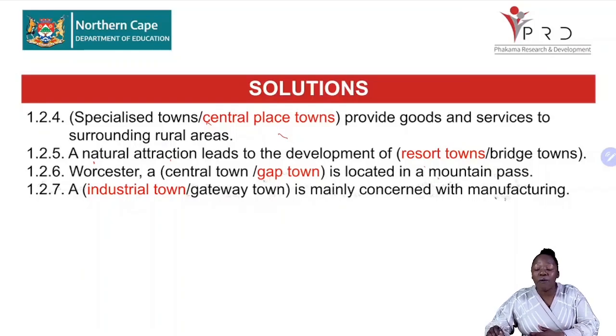Then your number 7, an industrial town or a gateway town, is mainly concerned with manufacturing. So our key there was the manufacturing. Where do we manufacture a product? In the industries. So we call it an industrial town.